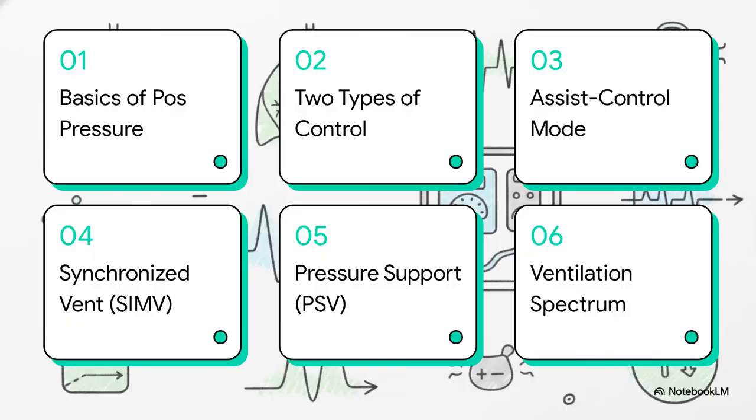Here's our roadmap for today. We'll start with the basics of positive pressure, look at the two fundamental types of control, volume and pressure, and then walk through three distinct ventilation modes: assist control, SIMV, and pressure support. Basically, we're mapping a logical journey from total machine control all the way to patient independence.